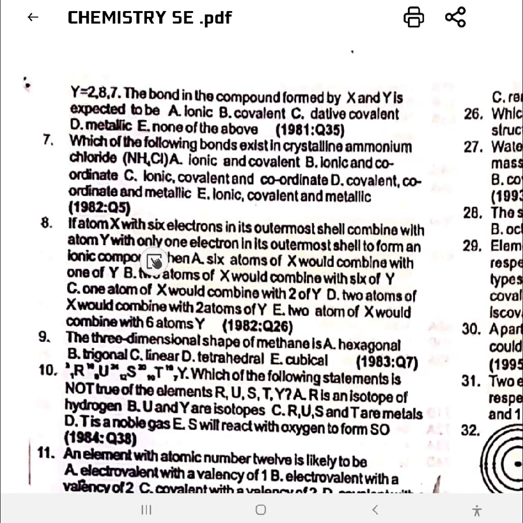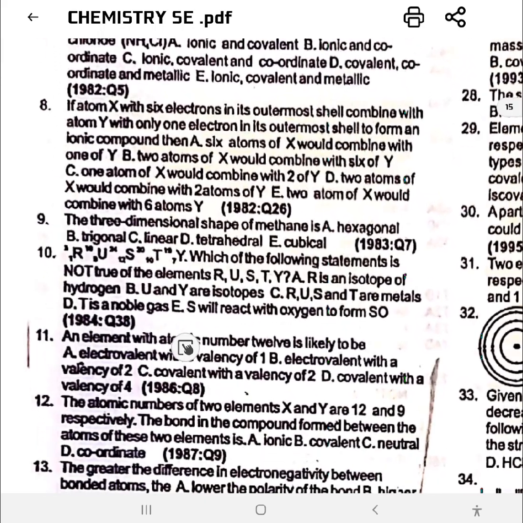Question 8. If an atom X with 6 electrons in its outermost shell combines with atom Y with only 1 electron in its outermost shell to form an ionic compound, then 1 atom of X would combine with 2 atoms of Y. Number 8 is option C.